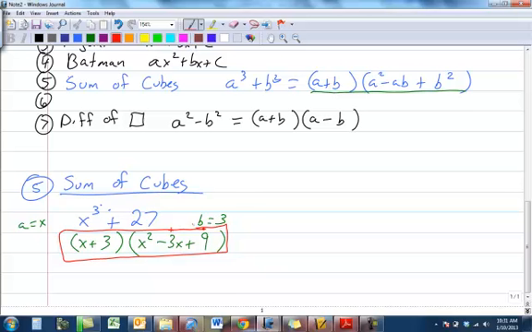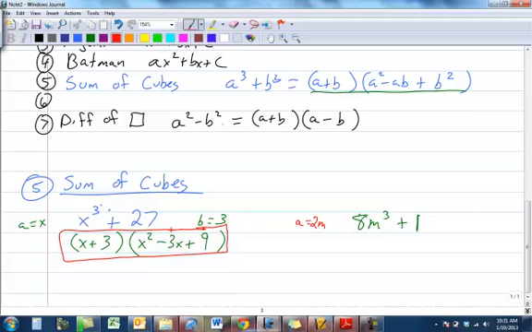Let's try another one. How about 8m cubed plus 1. All right, so this is tricky. If a cubed is 8m cubed, what is a? What times itself 3 times is 8m cubed? Well, that would be 2m. 2m times 2m is 4m squared, times another 2m would be 8m cubed.